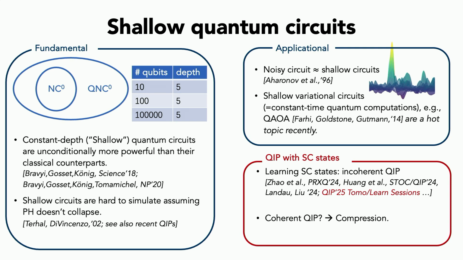Most research focuses on learning of shallow circuit states, as you have heard at this QIP as well as last QIP. But learning is an important task that is sort of incoherent in a sense, because you collapse all the quantum information to extract something from it. Okay? So we'd also like to see something that is coherent, where you are forced to preserve the coherence in quantum states. And compression would be a nice candidate.